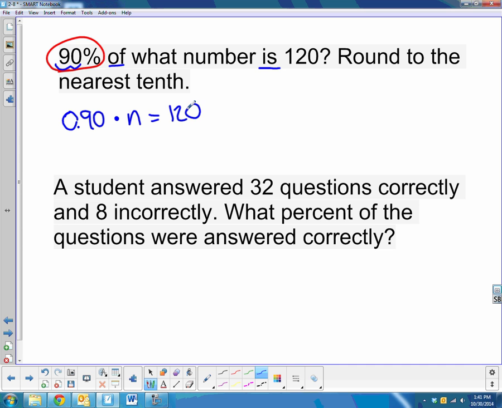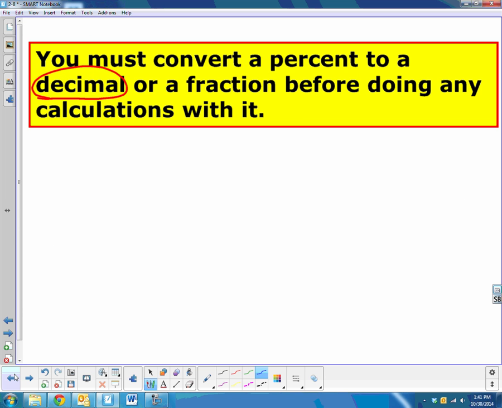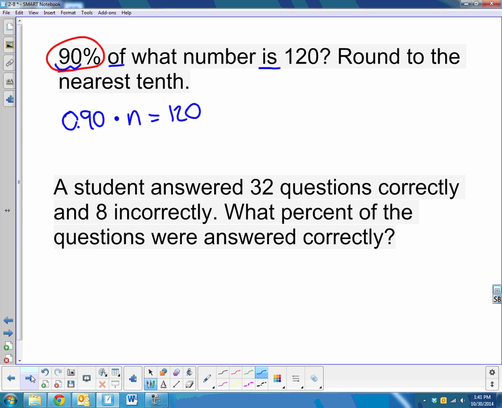All right, I've got an equation. So again, I'm going to go back to this big warning. You must convert the percent to a decimal or a fraction before doing any calculations with it. So before we can divide both sides by this number to get n by itself, we have to change 90% to a decimal or a fraction. I'm going to go with a decimal because calculators like decimals. So we divide both sides by 0.9. 120 divided by 0.9, we're going to get 133.3 repeating, but it says round to the nearest tenth. So 133.3.